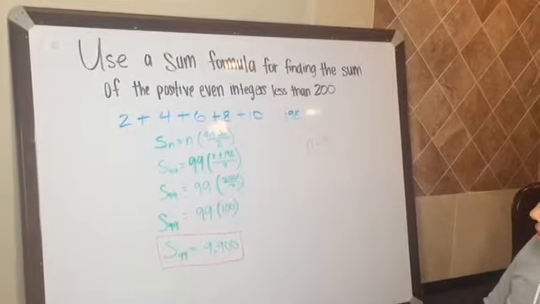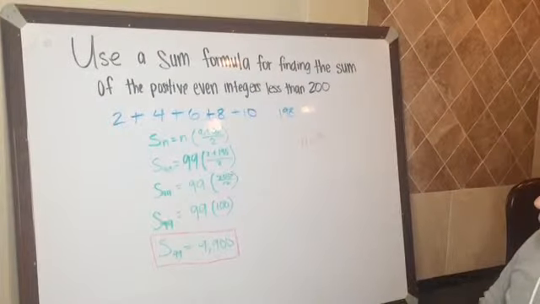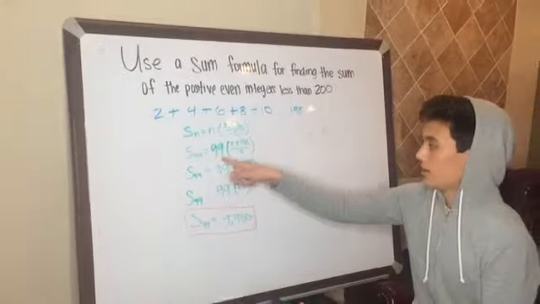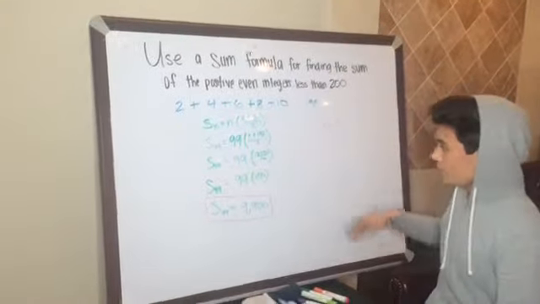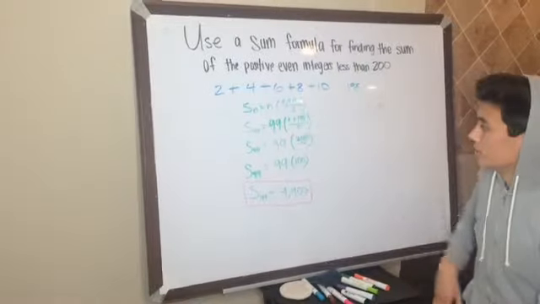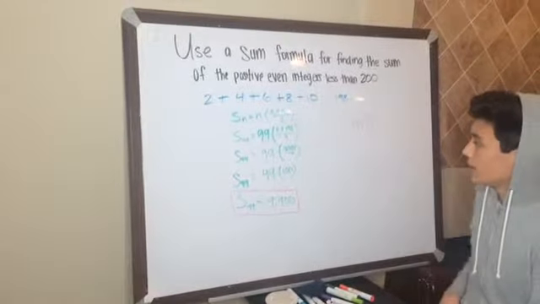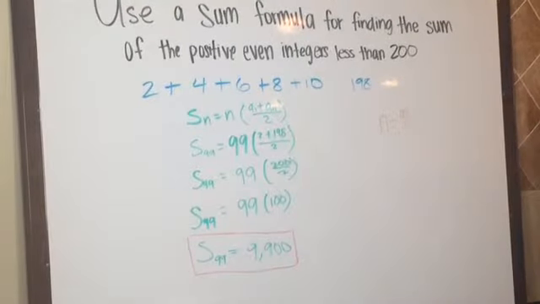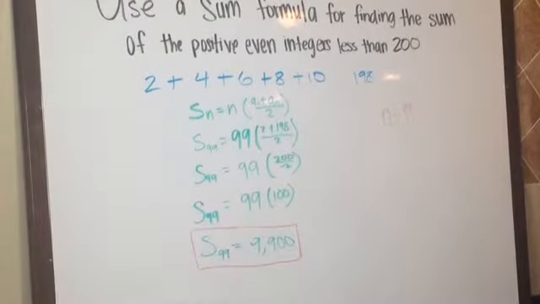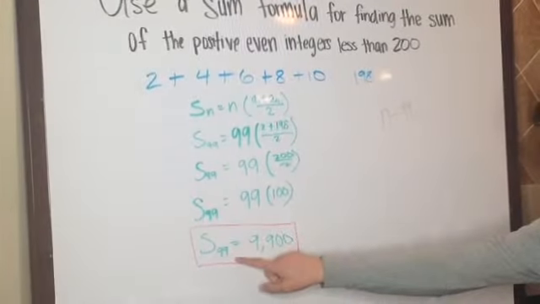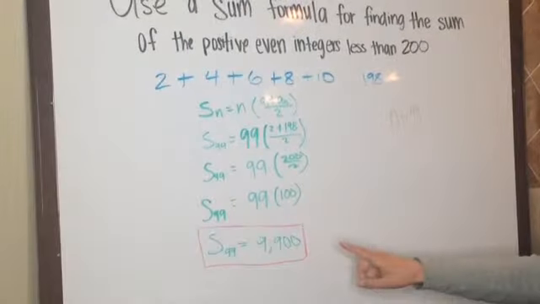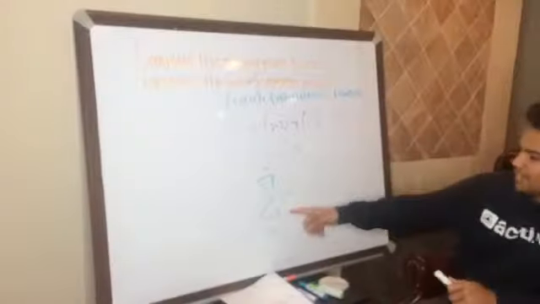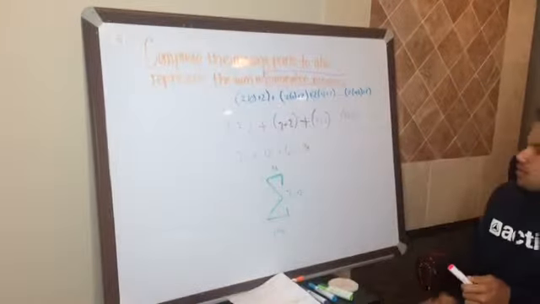And so we're going to find the sum of all the integers. Basically we plugged in 99 for n. And the first term is 2 plus the last term, which is 198, over 2. And we just divided and multiplied it out. And so the sum of the 99 terms is going to be 9,900. Boom. So this is the answer for number 1, the previous problem.